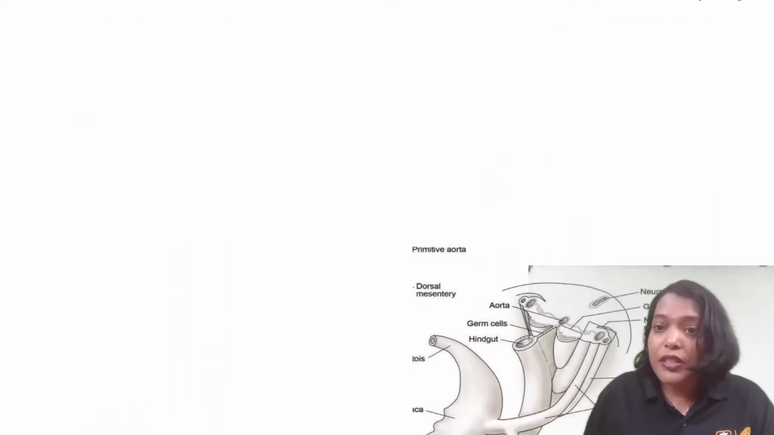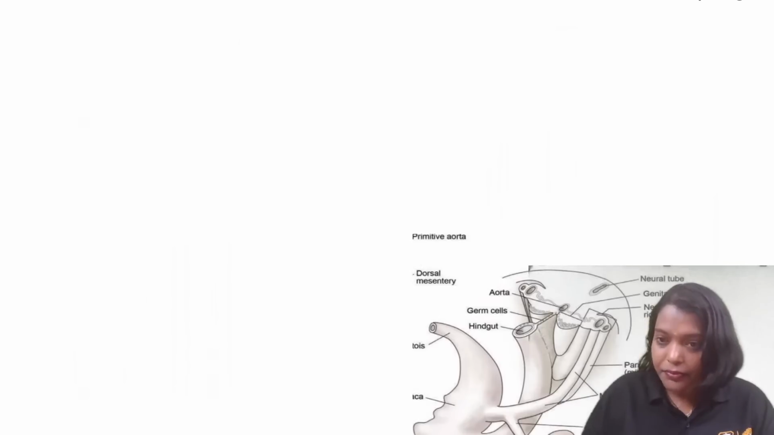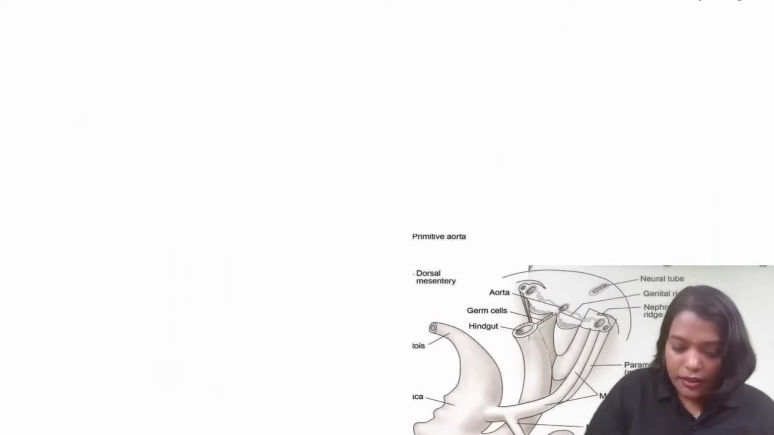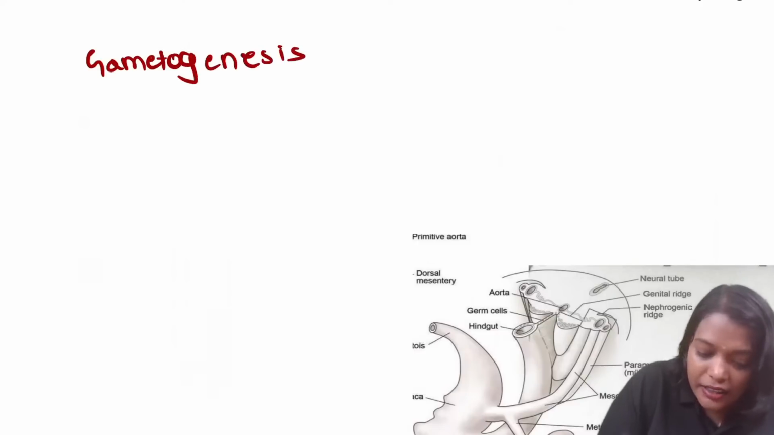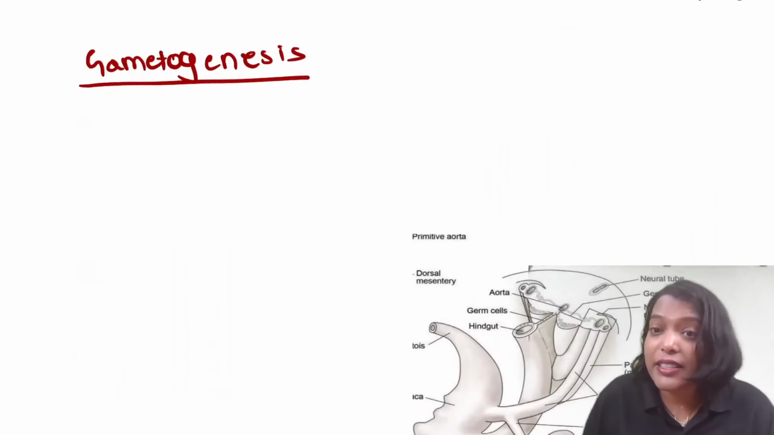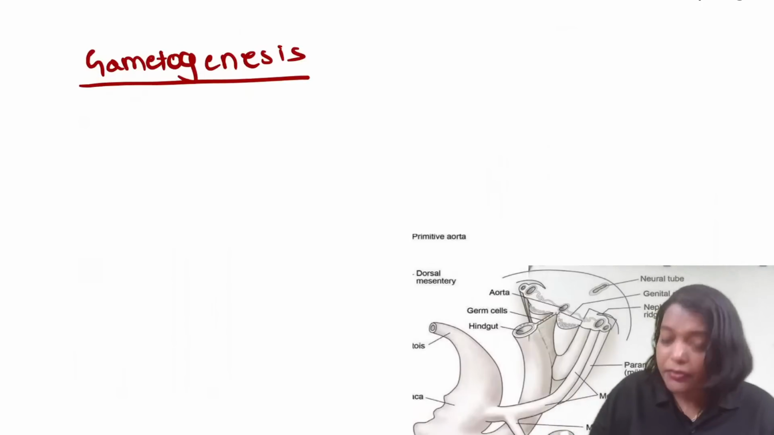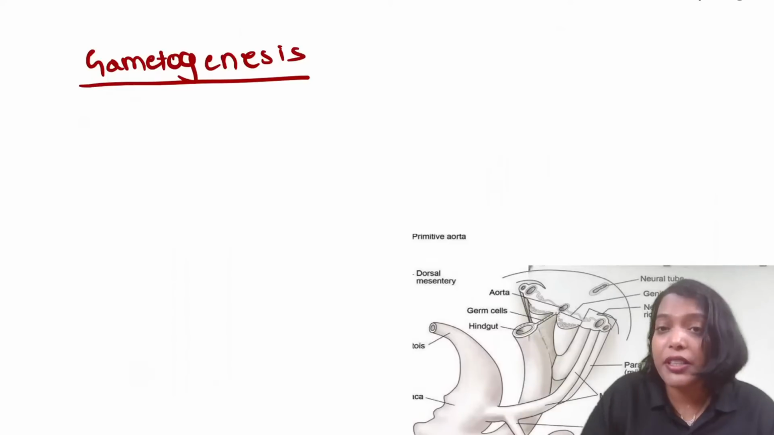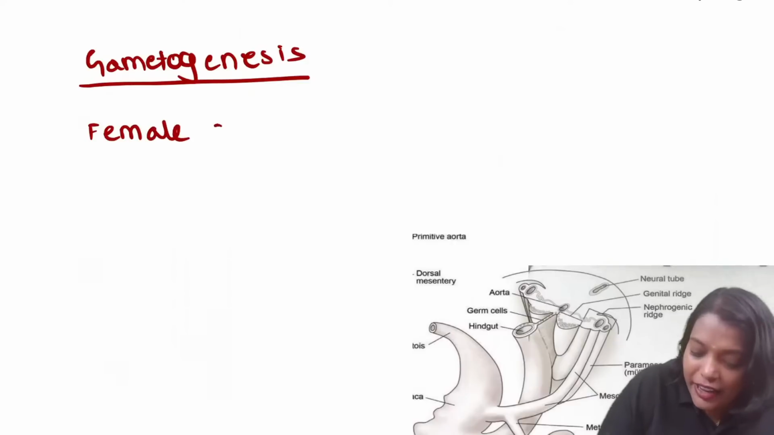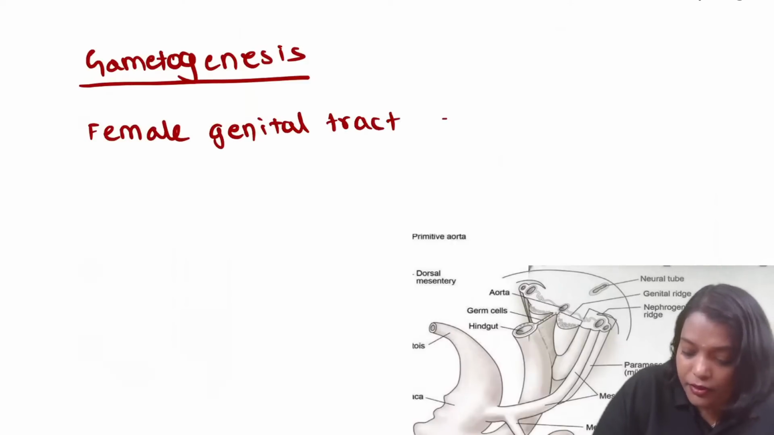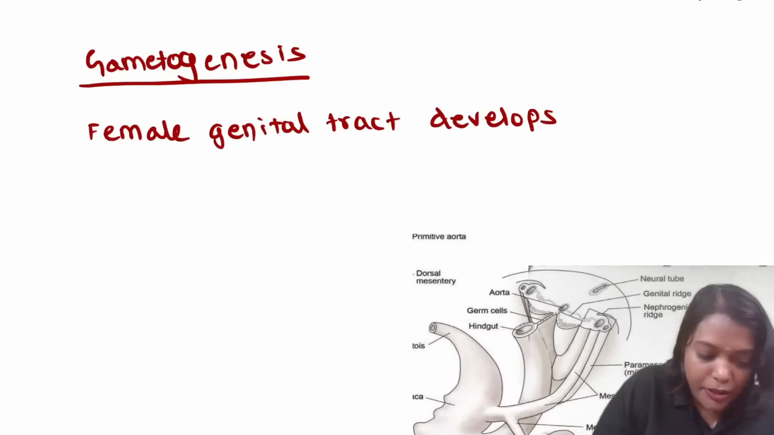Now, to start with gametogenesis, first, how do the germ cells arise? Let's understand first how the germ cells arise. The first question I would like to ask you is, from where does the female genital tract develop? The female genital tract or the male genital tract develops from the intermediate mesoderm.